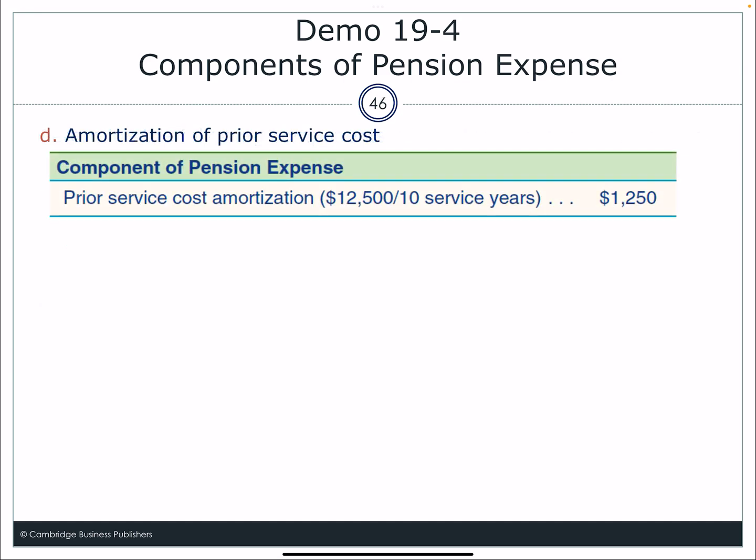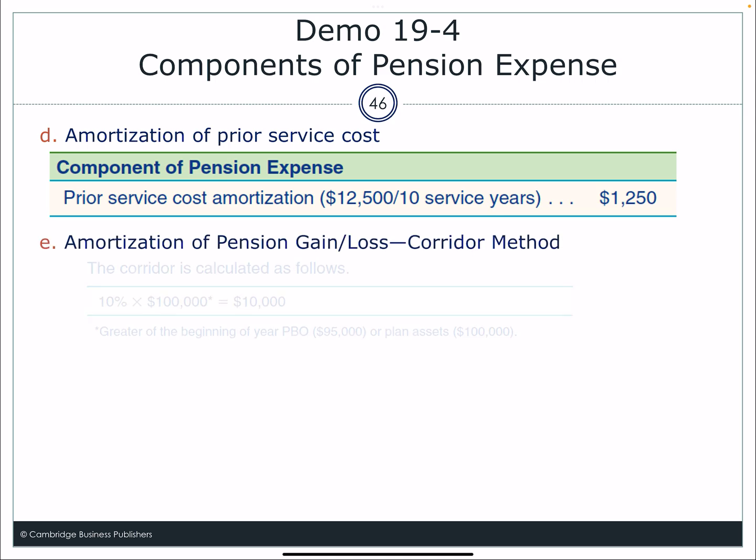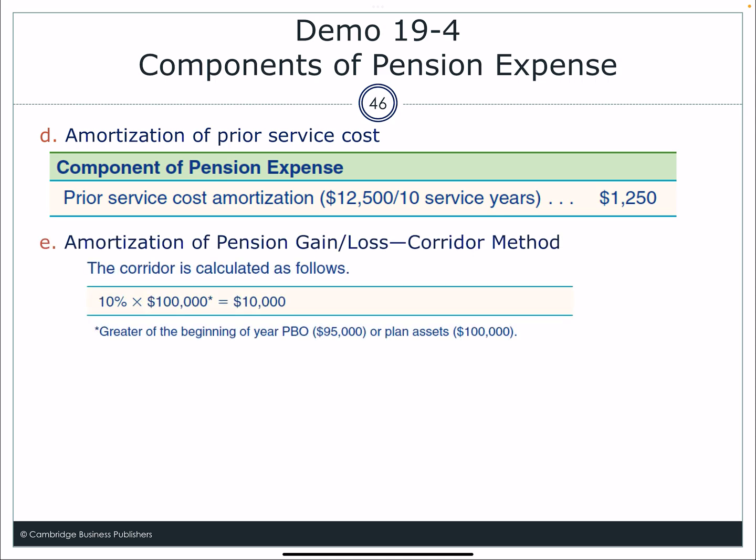I'm going to take that $12,500 that I was given in prior service costs, and I'm going to amortize that over 10 years because they told us 10 years is their service period. That's going to become part of expense. And then I'm going to do my corridor method. Okay, so I compared my plan assets that were $100,000 to the PBO, which was $95,000. I said, okay, yep, this one's bigger. So I take that larger one, multiply it times the 10%, which is what we'll always use. And now my corridor is 10,000.